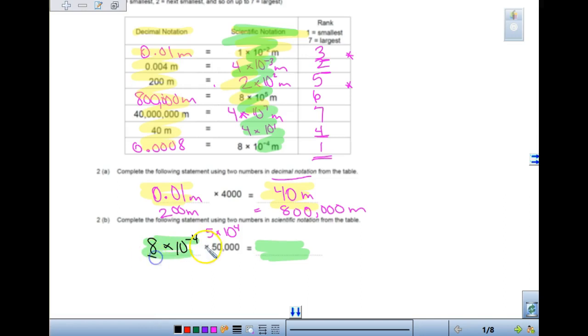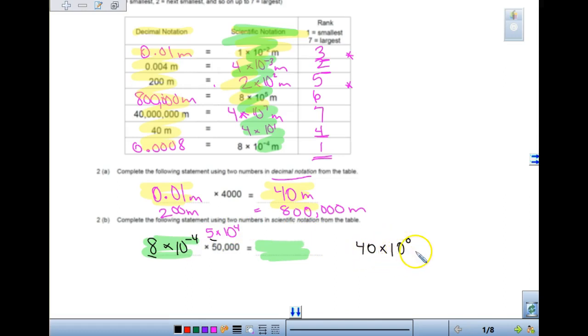First off, if I take 8 times 5, what do I end up with? 8 times 5 is 40. Okay? If I have 10 to the negative 4 and 10 to the 4th, since we're multiplying, we're adding our exponents. That's going to give me 10 to what power? 10 to the 0.